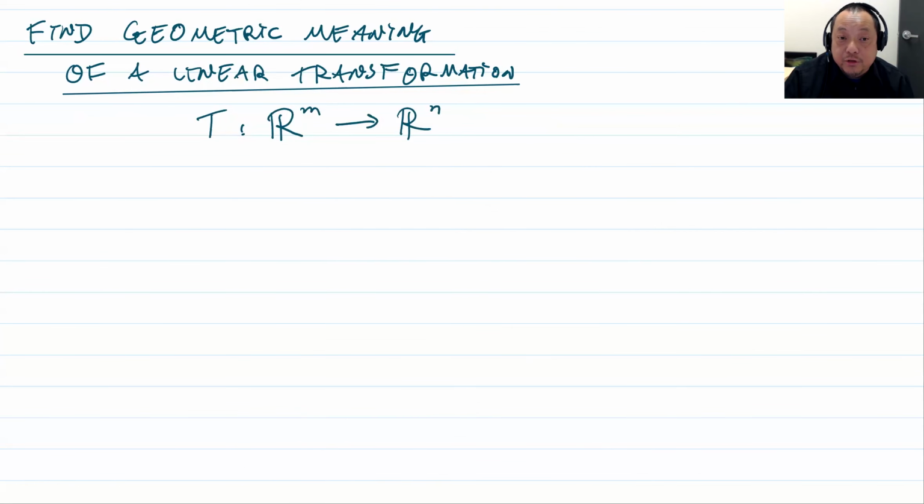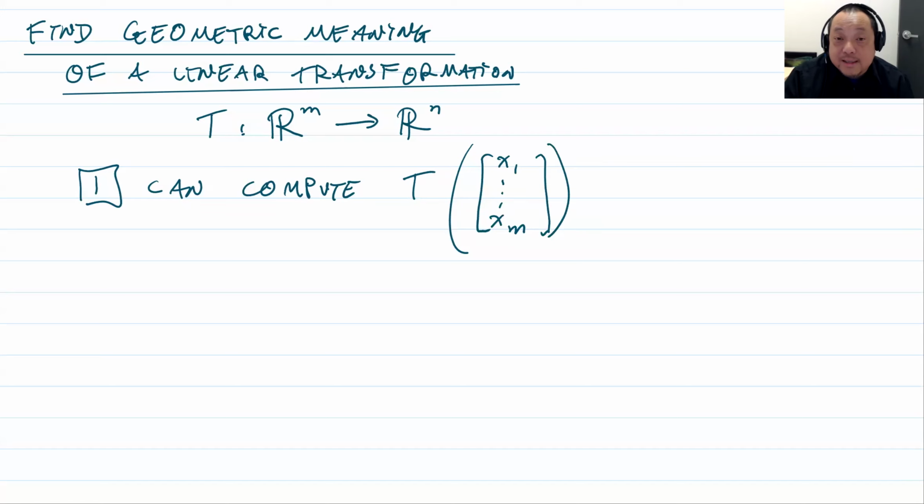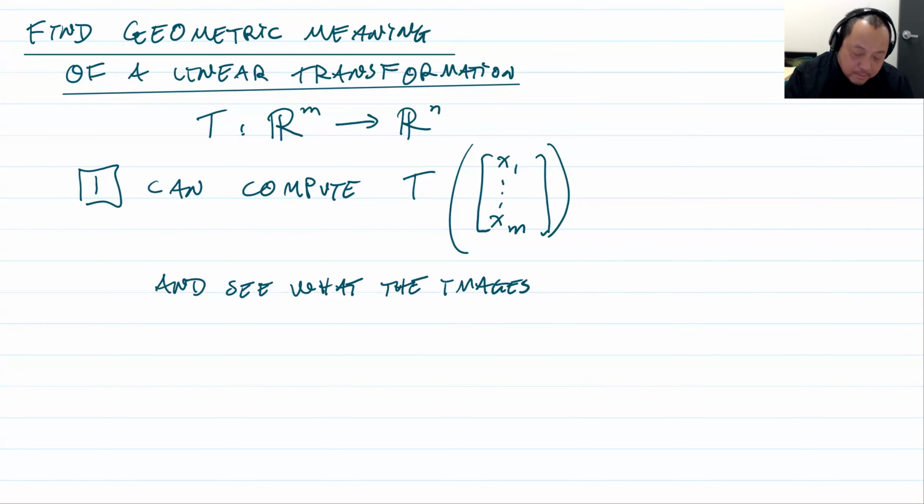If I'm given a linear transformation Rm to Rn, and I want to know what it does geometrically, there are two ways of doing it. Number one, I could compute the transformation T applied to some generic vector x1 through xm and see what it does and see what it looks like in Rn. That's what I did in the opening example.